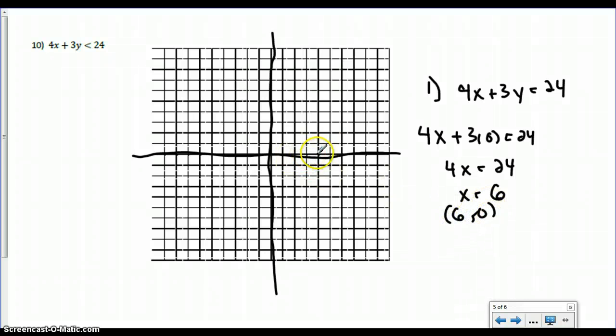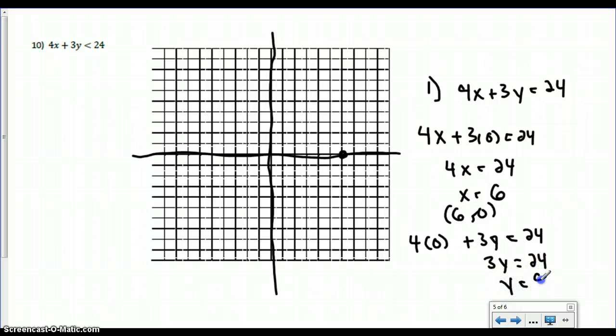So 2, 3, 4, 5, 6. That's your x-intercept. To find your y-intercept, we make x equal to 0. So 3y equals 24. y equals 8. So 0, 8 is my y-intercept. So 2, 4, 6, 1, 2, 3, 4, 5, 6, 7. That is your y-intercept. Okay, so what we want to do is just connect the dots.